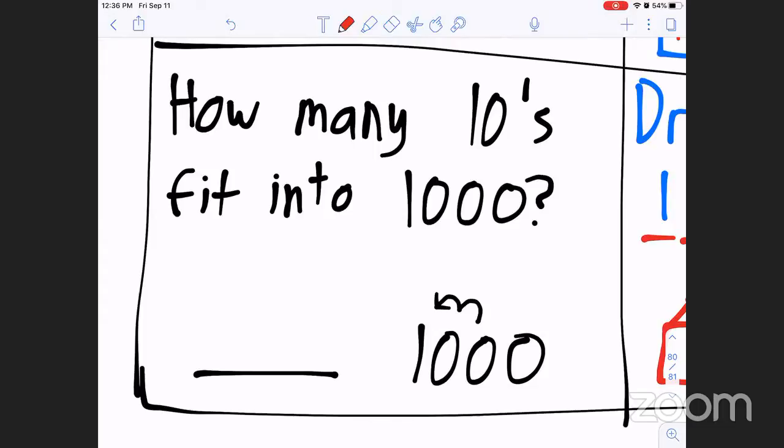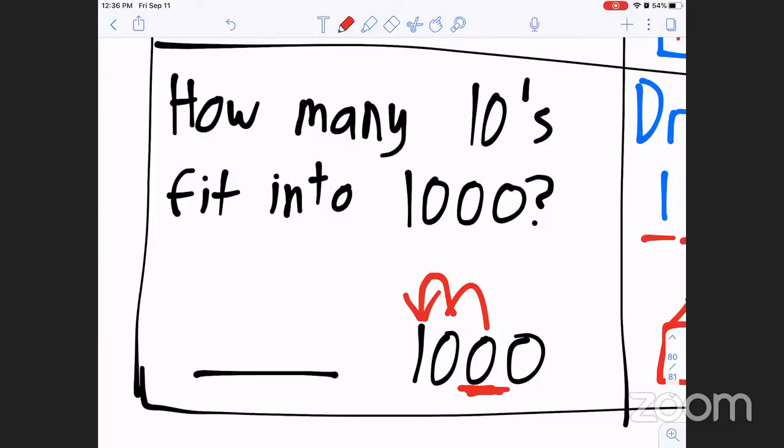So if I'm starting in the tens place, okay, and I want to get all the way over here to the thousands, that means that I've got to hop over 2 places, okay? I got to go to the hundreds place for 1 jump, okay? And then I've got to go over to the thousands place with another jump. So that's 2 jumps.